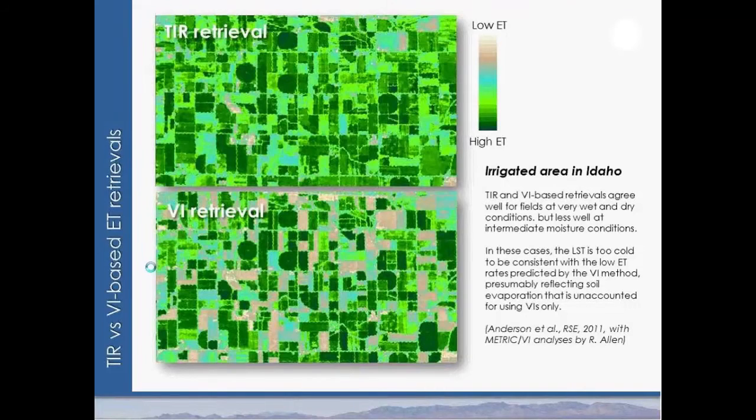So here's a comparison, for example, between a thermal retrieval of ET and a vegetation index-based retrieval. And this is over an irrigated area in Idaho. These maps were provided by Rick Allen. And you can see that the vegetation index approach is missing a lot of soil evaporation flux in areas where the fields are bare or fallow, because there's no green vegetation amount there. Seasonally, you're gonna significantly underestimate the water use over this landscape based on those methods. If you can go to the next slide.